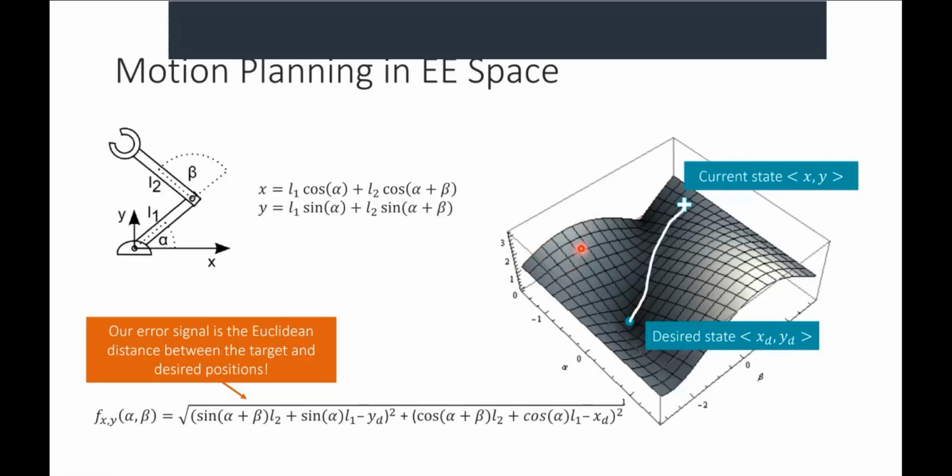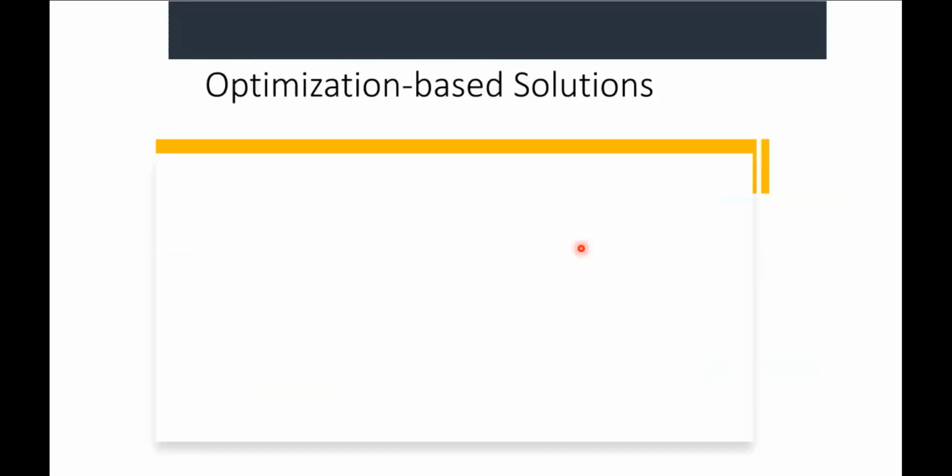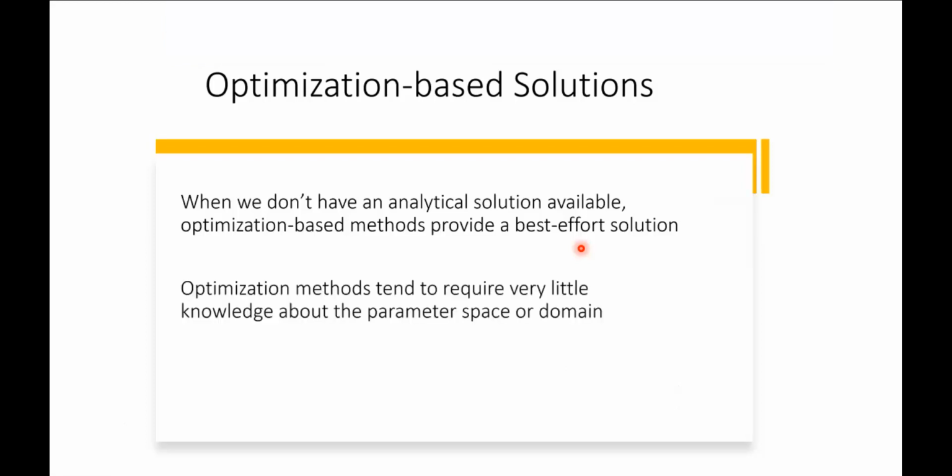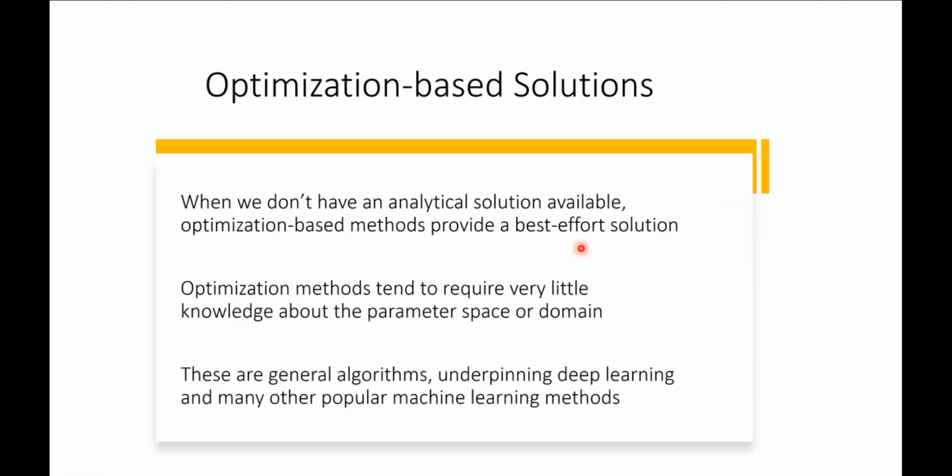And so we discussed briefly these optimization-based solutions. So we won't have an analytical solution available most of the time. That's just how it works in robotics. Our problems are too hard for that. The good news is that optimization methods don't require a whole lot of input from us in terms of specialization for the parameter space or the domain, because they're just general methods. But we still do have to set up the problem properly.